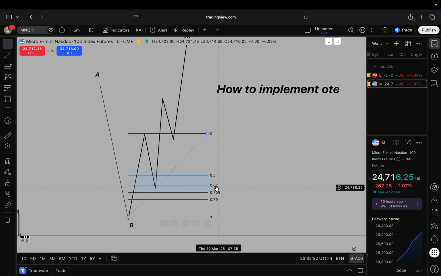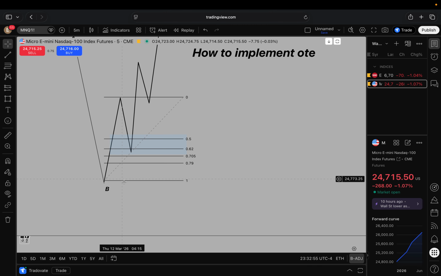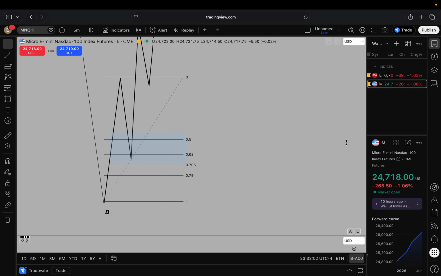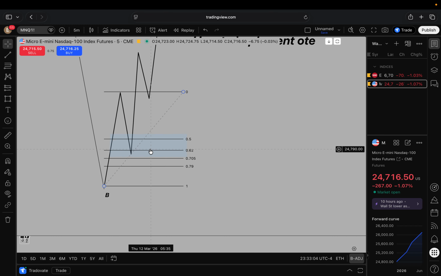So equilibrium is 0.5, right? OTE is anything past that, and that's how I use it. So yeah, anything past that is kind of OTE. And how do we know if we're disrespecting it? If we close below, I would stop it, right? I wouldn't really use it after we close past right here. Past 0.79, I don't want to be there. I don't want to be using it really. So that's when I would stop using OTE.